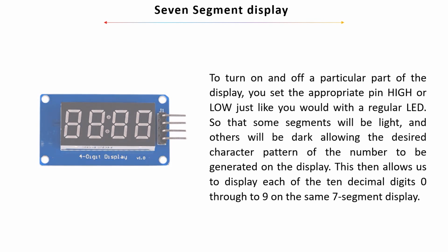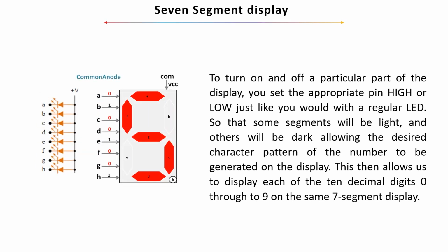To turn on and off a particular part of the display, you set the appropriate pin high or low, just like you would with a regular LED, so that some segments will be light and the others will be dark, allowing the desired character pattern of the number to be generated on the display. This then allows us to display each of the 10 decimal digits 0 through to 9 on the same 7-segment display.